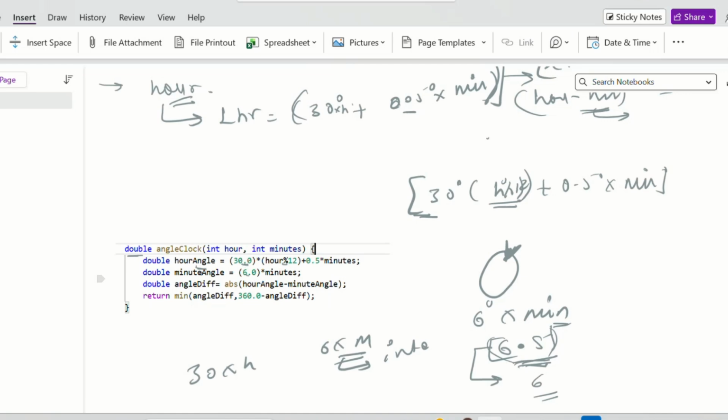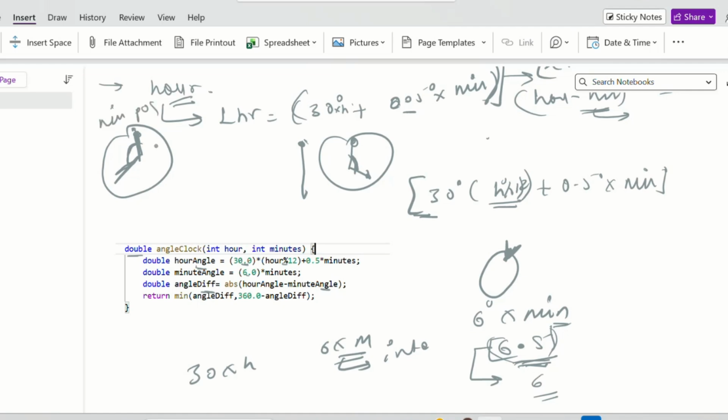And based on my hour angle and minute angle, I will find my angle difference. It will be the absolute difference of hour angle minus minute angle. And if my clock is something like this, then with the help of this formula, we are able to find this angle. But what if my time is something like this? My hour hand is here and the minute hand is here. In our question, we need to find the minimum possible angle. So in this case, by using this formula, we are able to find this angle.